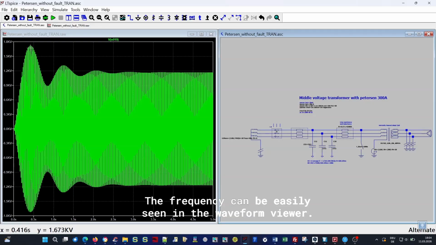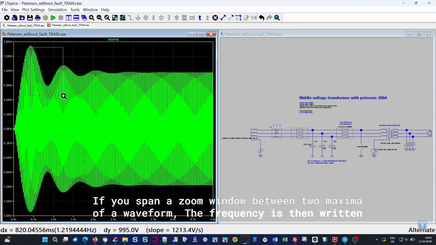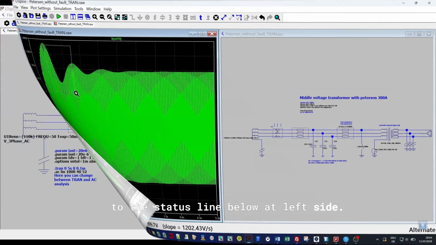The frequency can be easily seen in the waveform viewer if you span a zoom window between two maxima of a waveform. The frequency is then written to the status line below at the left side.